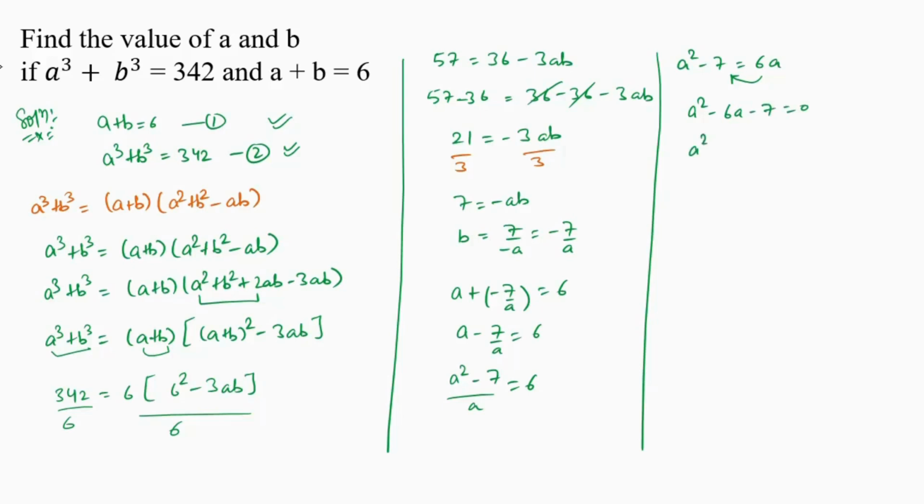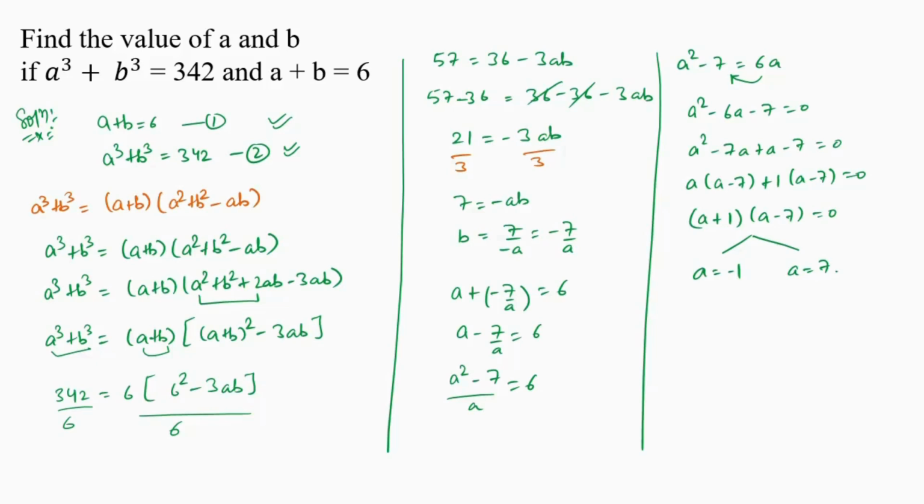We can rewrite this as a square minus 7a plus a minus 7 equals 0. So taking a common, we get a(a minus 7) plus 1(a minus 7) equals 0. So we get (a plus 1) times (a minus 7) equals 0. So from here we get two values of a, that is minus 1 and 7.